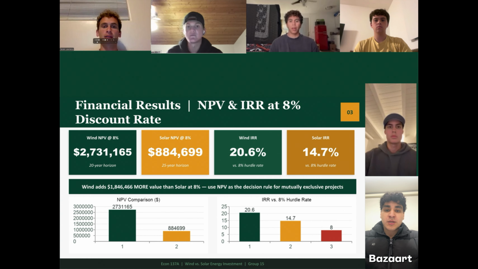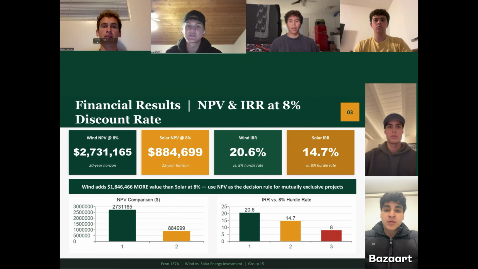Solar's NPV is $884,699 with an IRR of 14.7%. Both numbers are positive, both clear the hurdle rate, so both projects are individually acceptable on a screening basis. But these are mutually exclusive projects. The university picks one or the other.